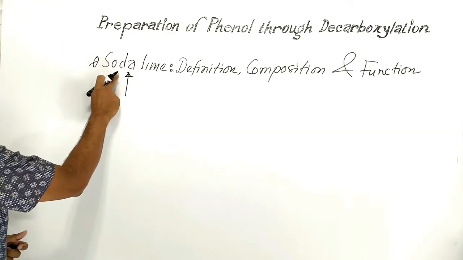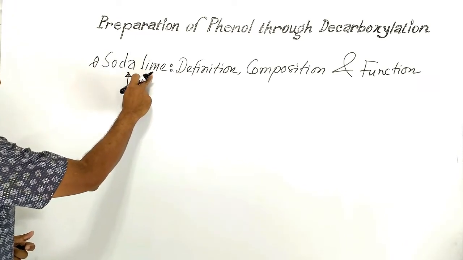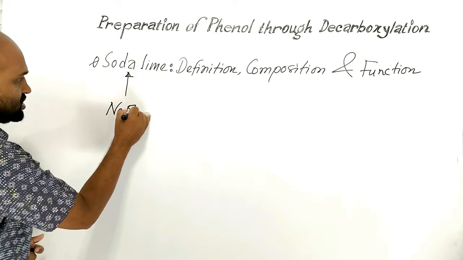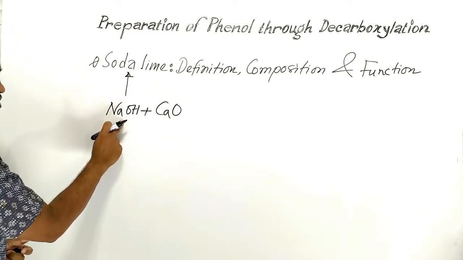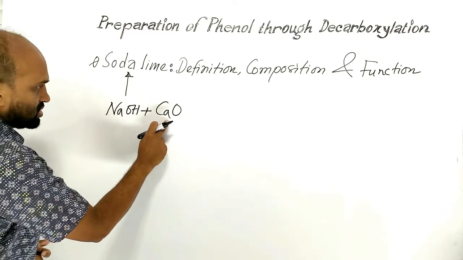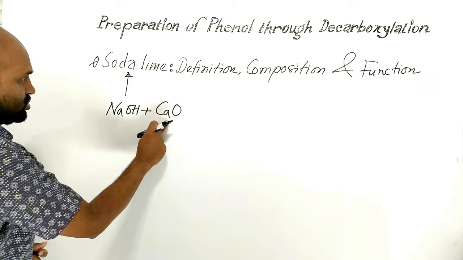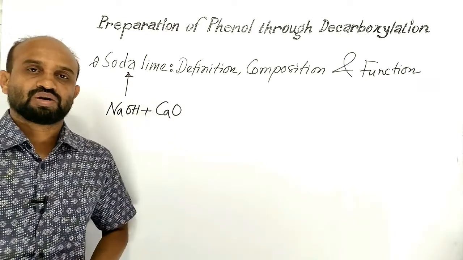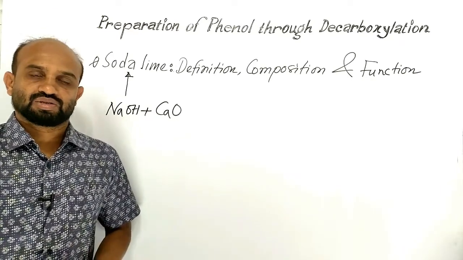Soda lime. Two words, soda and lime. Definition of soda lime is a mixture of sodium hydroxide and calcium oxide. Sodium hydroxide, which is known as caustic soda, and calcium oxide, which is known as quicklime. So, a mixture of caustic soda and quicklime is known as soda lime.